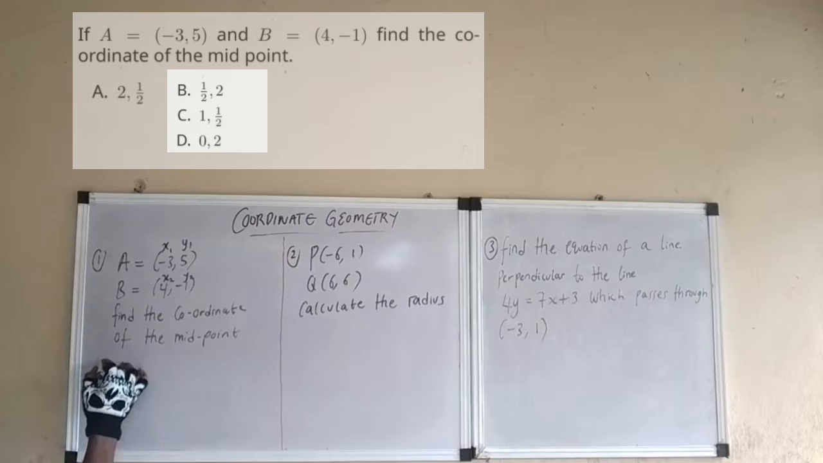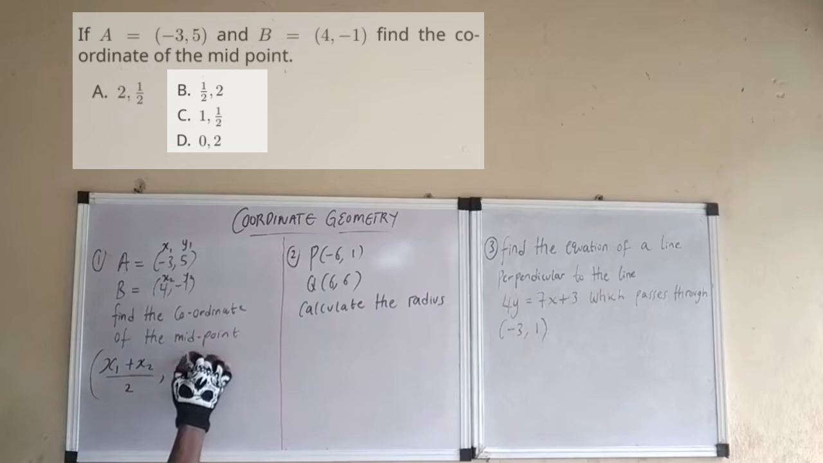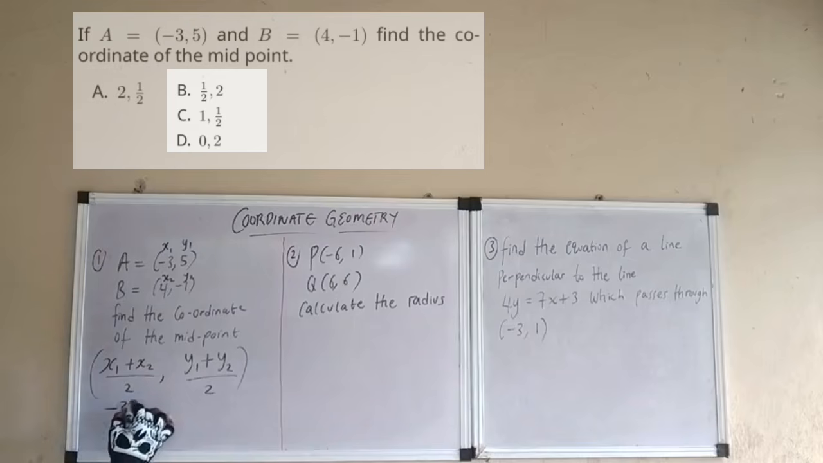It's very simple. It is (x1 + x2) over 2. That's for the x coordinate of the midpoint. Therefore, the y coordinate of the midpoint is (y1 + y2) over 2. I believe you have seen all the formulas in there to solve this question already. So (x1 + x2) over 2 is -3 plus 4 over 2, and we have 5 minus 1 over 2. So in essence, the final answer is going to be what?